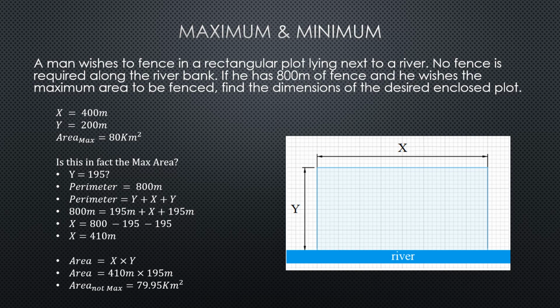So the calculus worked, and then we just did a little quick check to see if that did look like it was at our max, and it is. So our area max is in fact 80 kilometers squared with an x at 400 meters and a y at 200 meters.